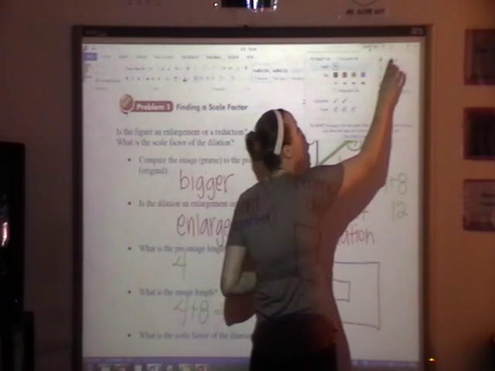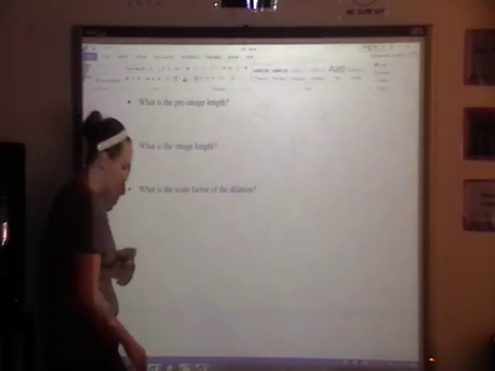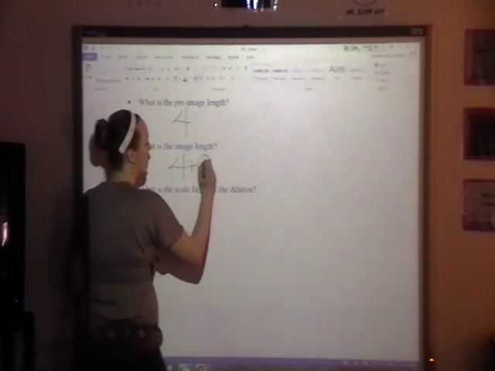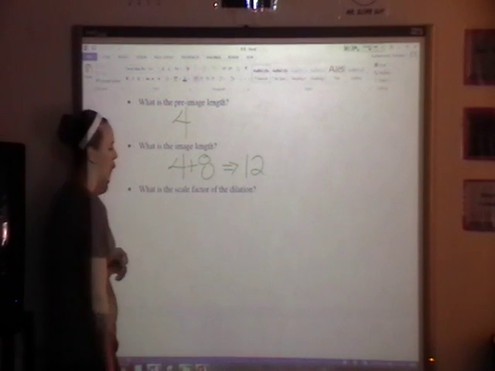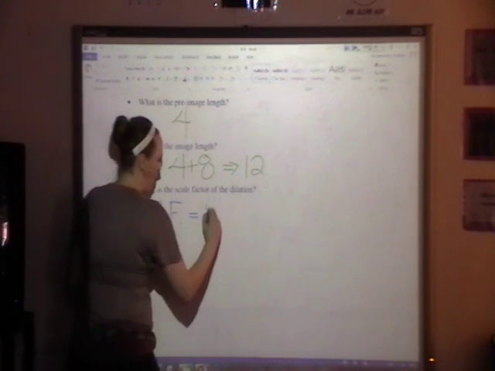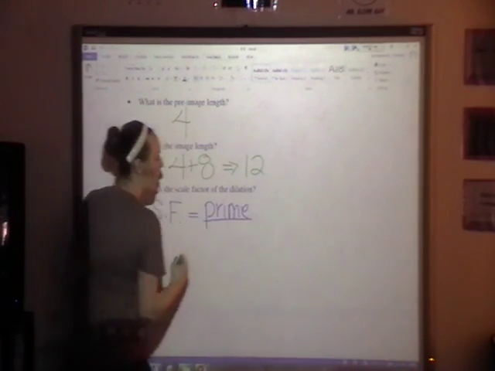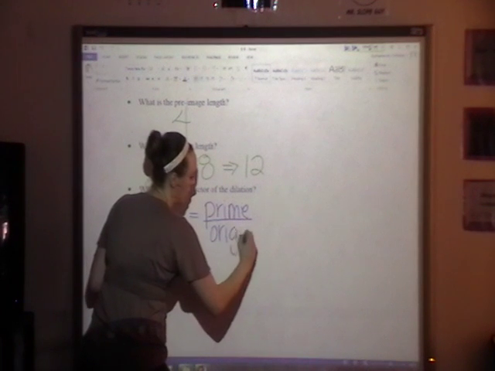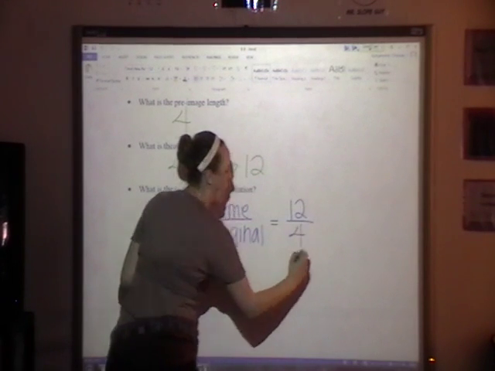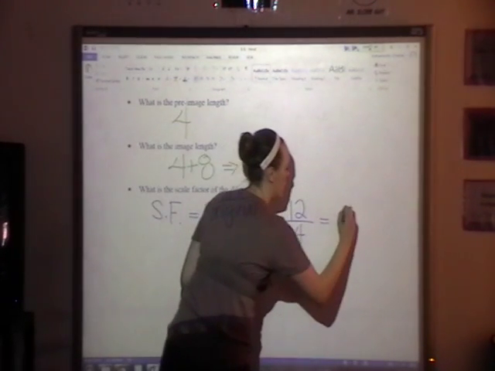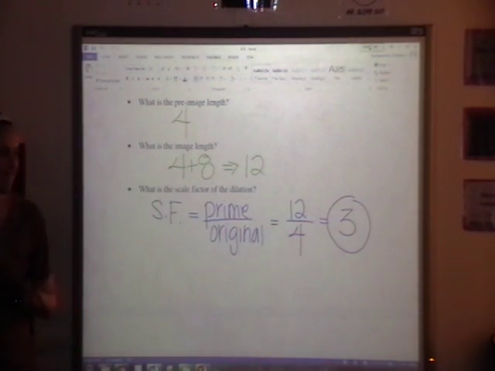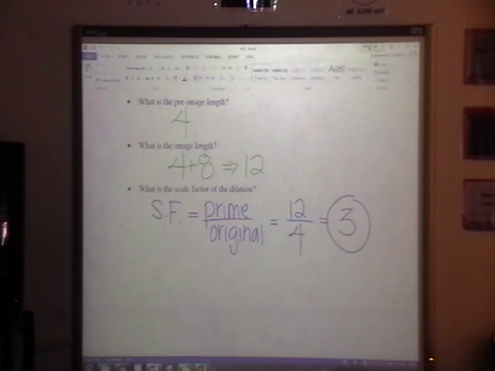Okay, now that we know what our image length was, our pre-image length was 4, our image length was 4 plus 8, where Brayden told me that was 12. And then the last thing that we can do is plug it into the idea of scale factor. Prime over original, where you ended up over my original. So it's 12 over 4. Perfect. 12 over 4. Can that be simplified? Yeah, the 3. Is 3 greater than 1? Yes. Do we have an enlargement? You know it. Yes.